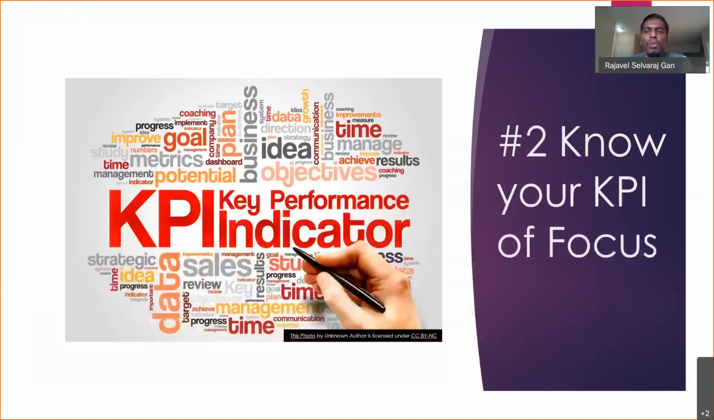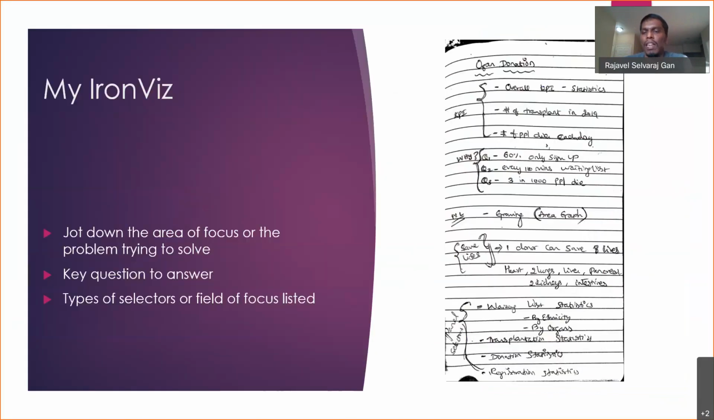The number two is you need to know your KPI of focus. What are your key performance indicators? What are the metrics that you're going to have in your dashboard? Take for example, if you're looking at a revenue management dashboard, you need to have revenue, you need to have variance comparisons with year over year. So you need to jot down the list of key performance indicators that are essential for your dashboard designing. Here in InViz, I have jotted down what would be my key performance indicators.